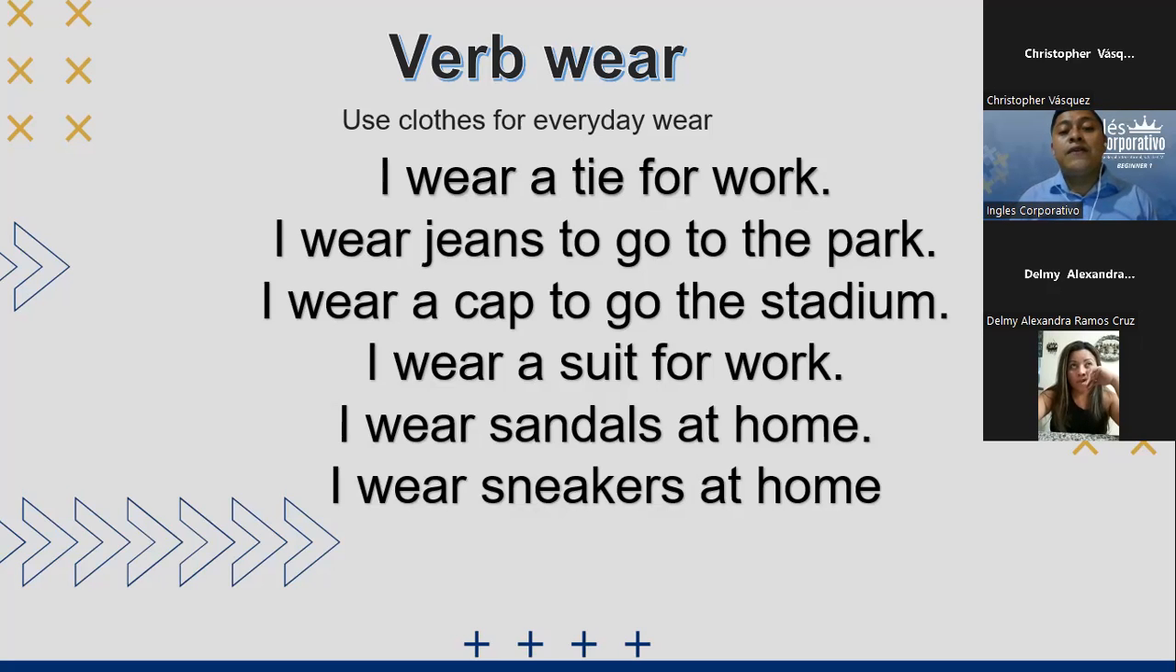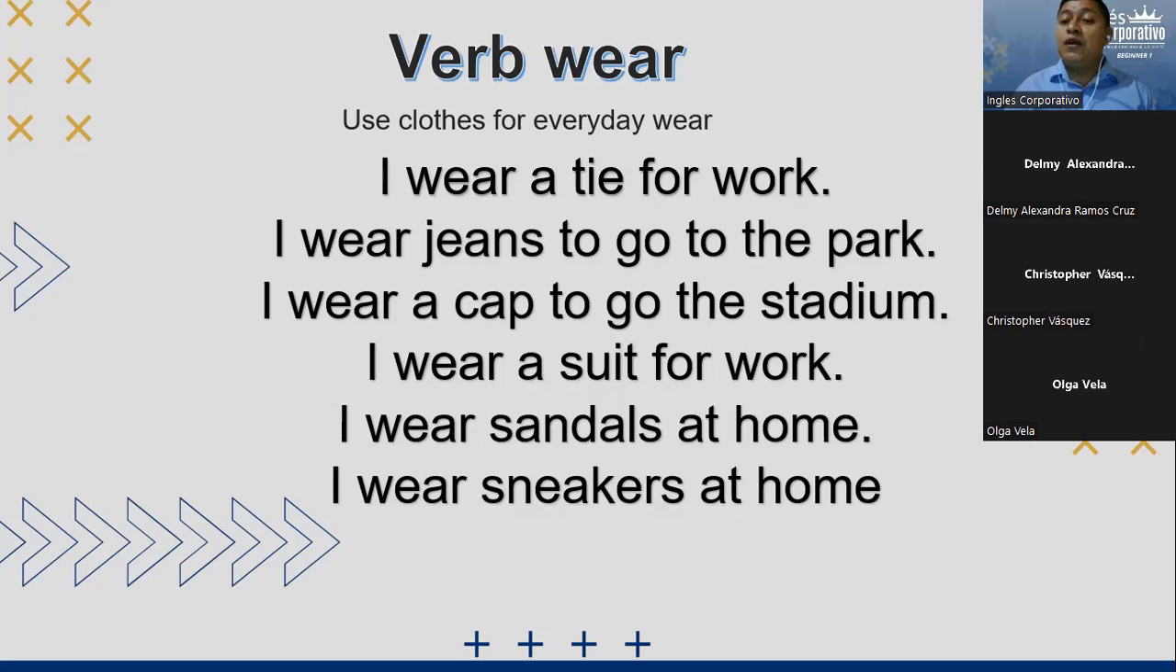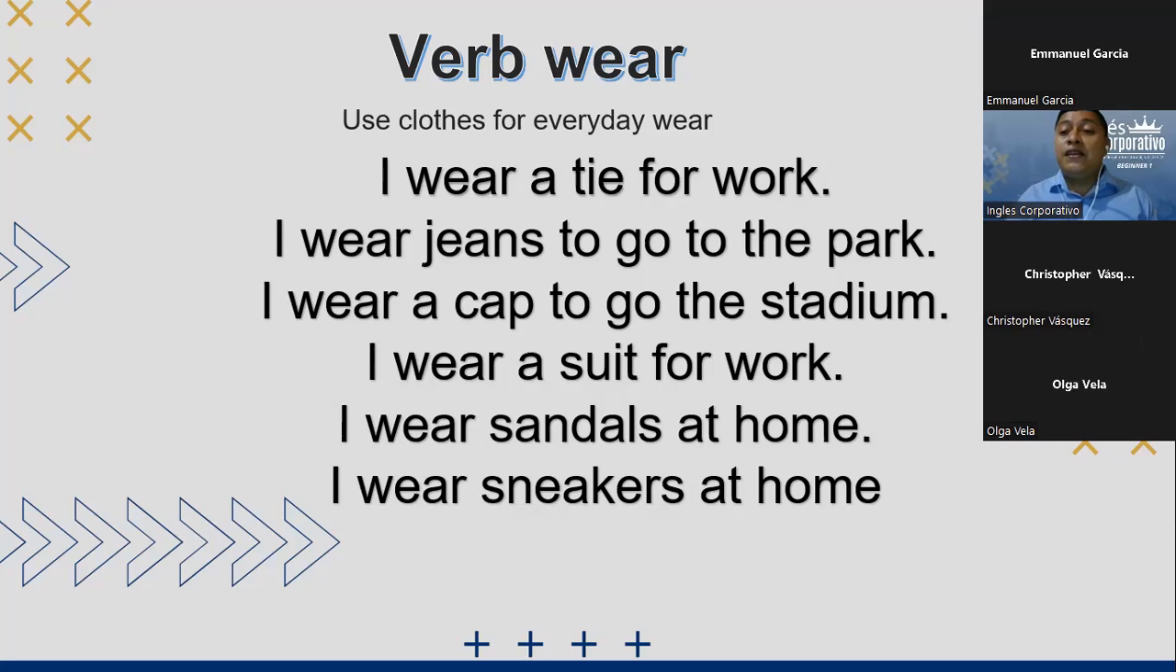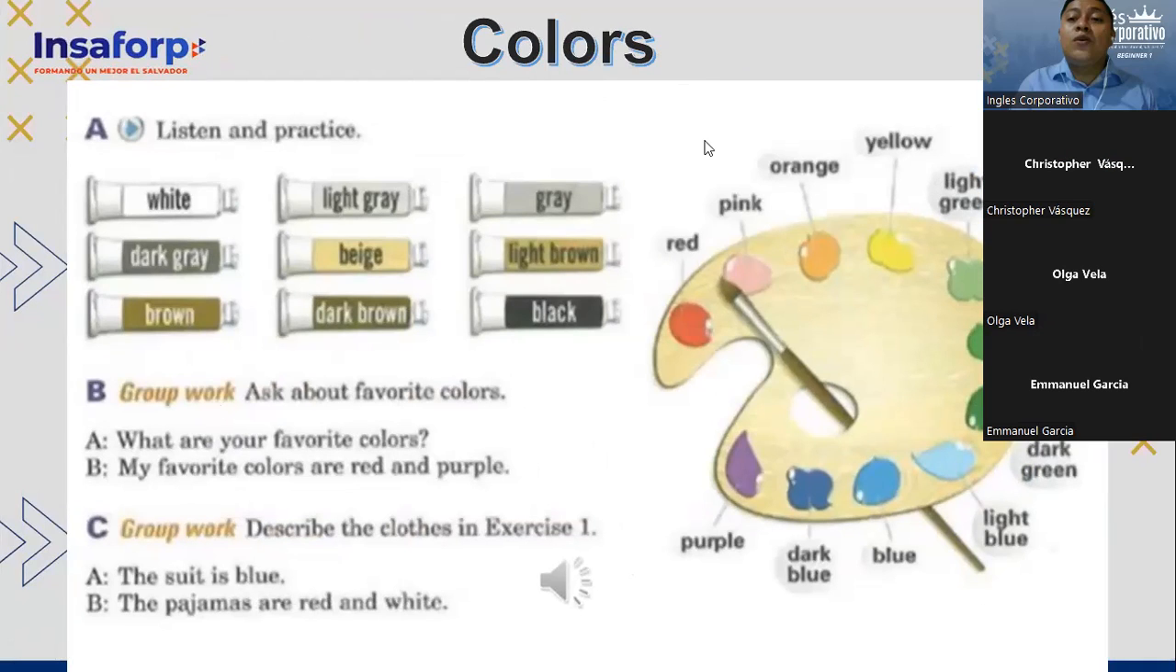And the last volunteer to read the last 3 sentences, who wants to participate tonight? Just one more. Thank you, Emmanuel Garcia. I wear a suit for work. I wear a sandal at home. I wear a sneaker at home. Okay, thank you so much. Now let's go with the next exercise. Great job, thank you.